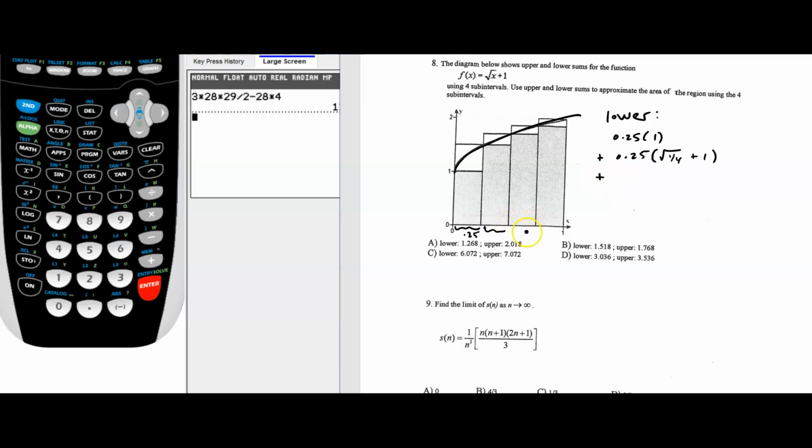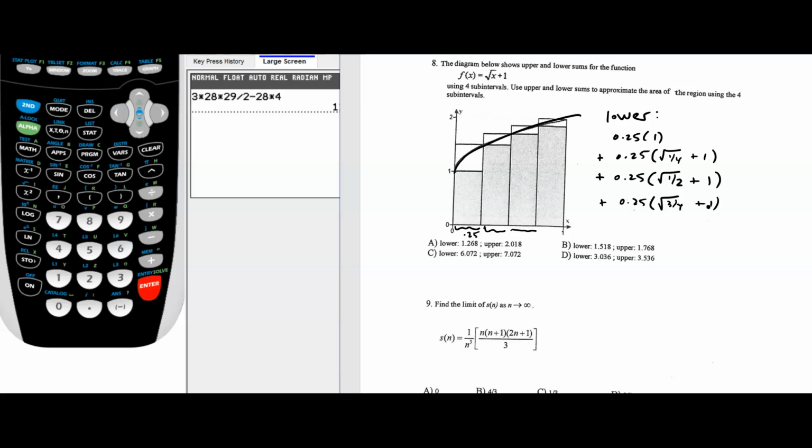The third rectangle, again the base right there, 0.25. The height of that third rectangle, you can see it's right here, it's based upon an x value of, that would have been 2/4 or 1/2. So the y value, when x is 1/2, is the root of 1/2 plus 1. And then the last one, 0.25 times, looks like the height there would have been f of 3/4, so you'd have the root of 3/4 and then plus 1.